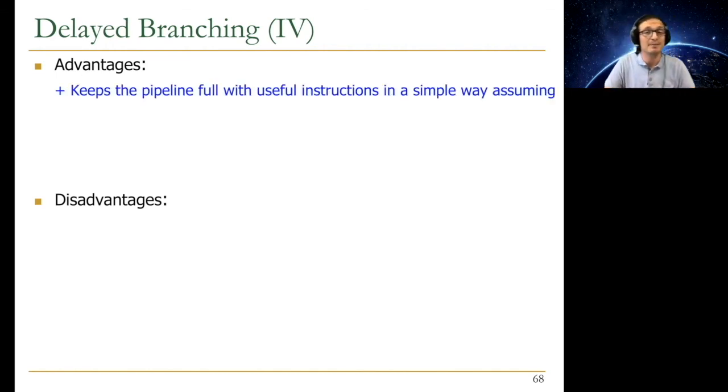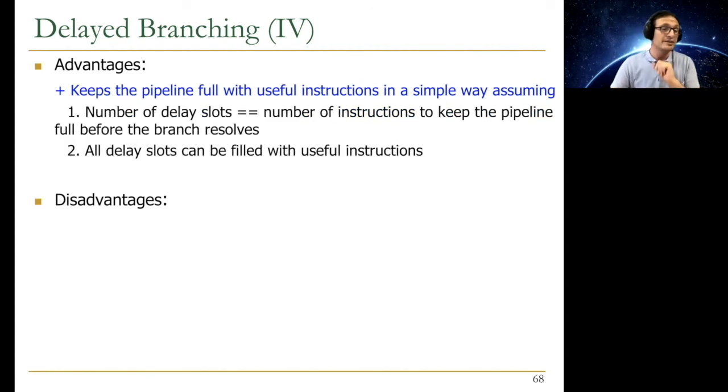This keeps the pipeline full with useful instructions in a simple way. Clearly, it's a simple idea, but it relies on some assumptions to be true. And these assumptions are difficult to get right. First of all, the number of delay slots should be the number of instructions to keep the pipeline full before the branch resolves. Who said that delay slot should be 1, right?